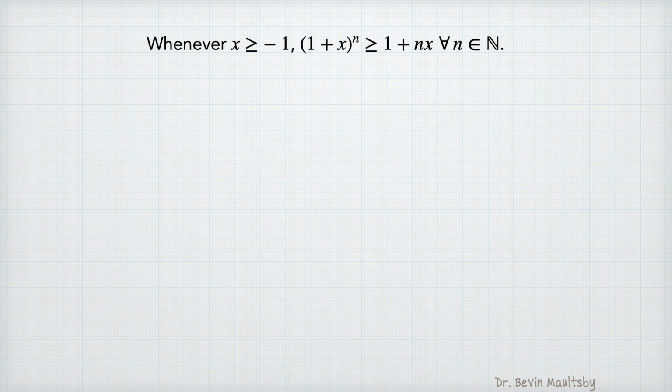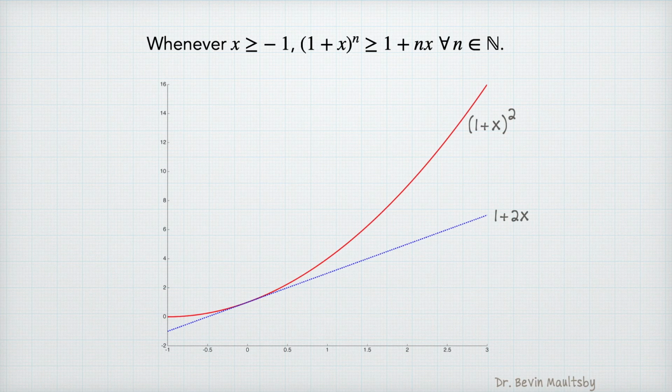Now let's take a look at Bernoulli's inequality. This tells us that for any value of x greater than or equal to -1, (1 plus x) to the n is greater than or equal to 1 plus nx, where n could be any natural number. The best way to appreciate this inequality is with a graph. So here the curve on top, the red curve, is the quadratic (1 plus x) squared. So here n equals 2. And then the straight line is 1 plus 2x. So what this inequality tells us is that the polynomial (1 plus x) to the n sits above the straight line 1 plus nx for any positive integer n, so long as x is at least -1.